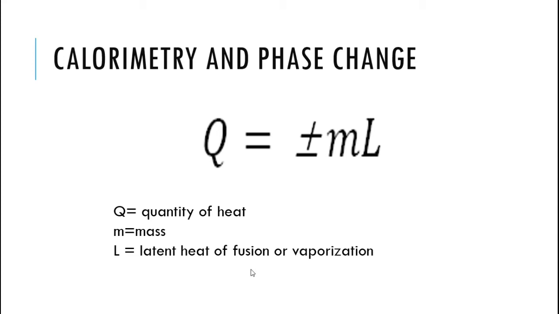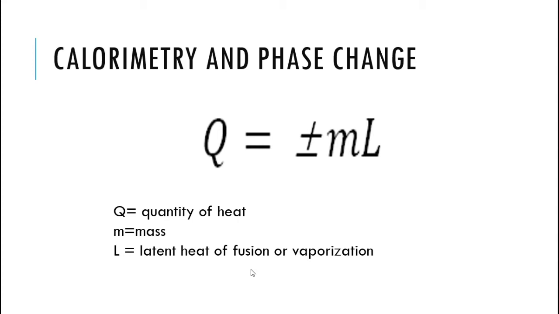Okay, let's take a look at calorimetry. This one is related to your thermodynamics. Q, which is the quantity of heat, could either be absorbed or released depending on the phase change involved. So you can have positive or negative mL, wherein Q is the quantity of heat, m is the mass, and L is the latent heat of fusion or vaporization.